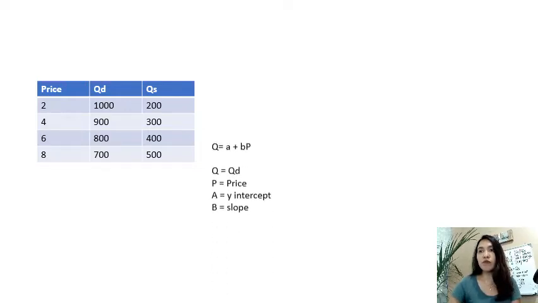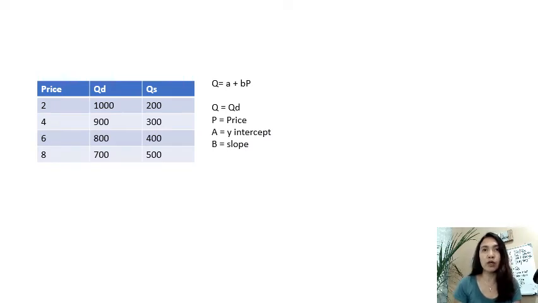So before we go into the details of how we derive your demand and supply function, let's first define the variables involved in the equation. Earlier I said y is equal to mx plus b, but for the demand or supply equation, we follow Q is equal to a plus bP. They're basically the same. So Q represents either QD or QS. A is the y-intercept, B is your slope, and P is your price. Price is the independent variable. Q, or QD or QS, will be your dependent variable.